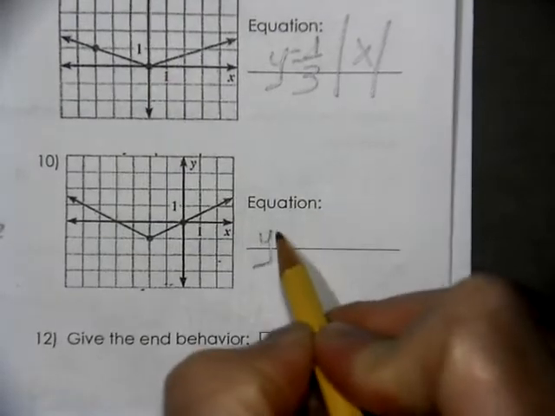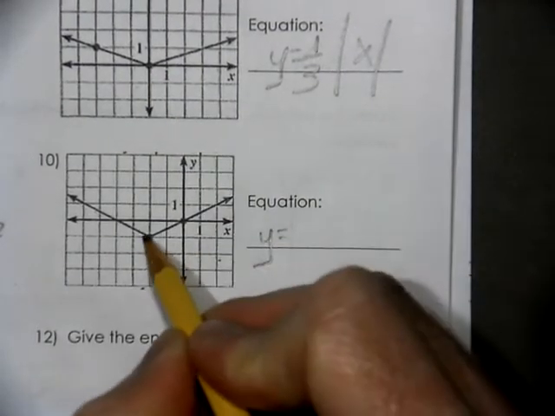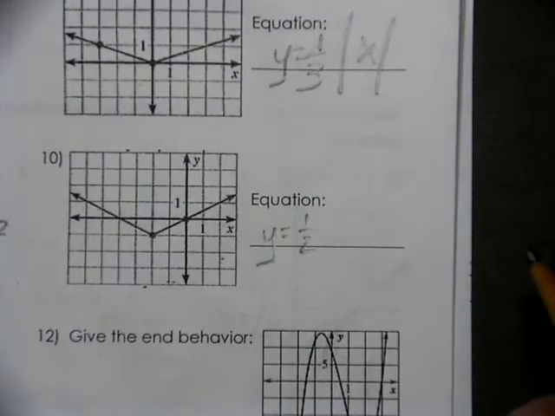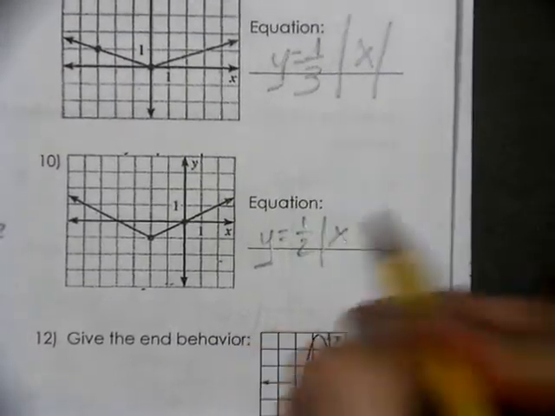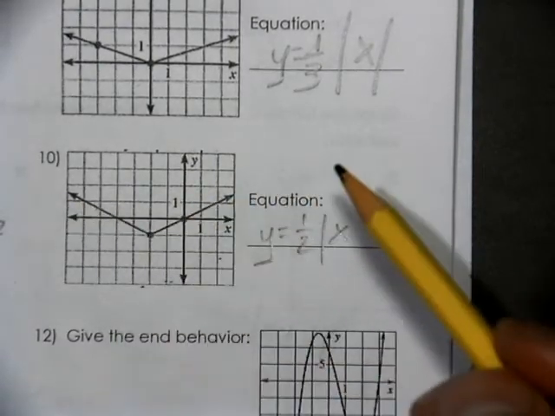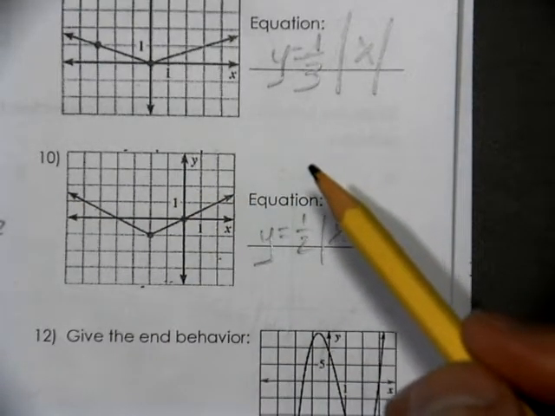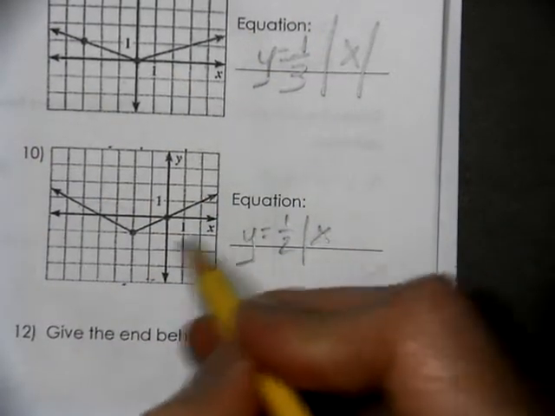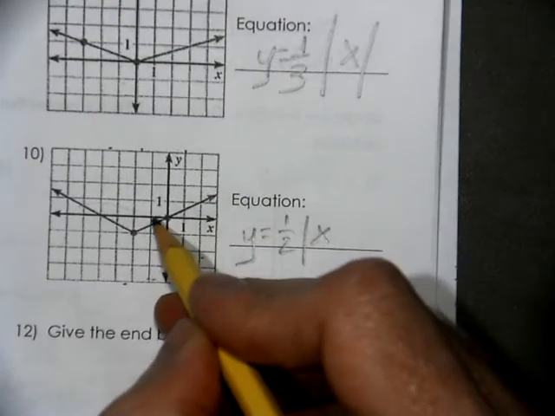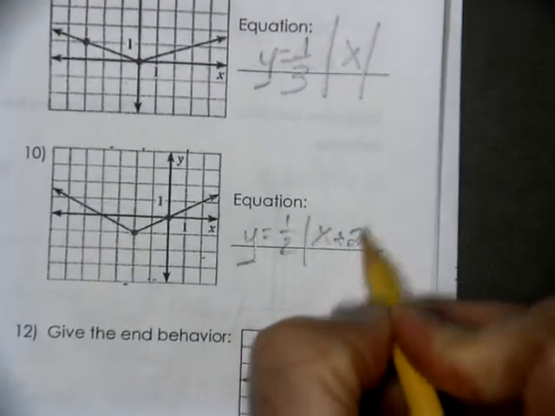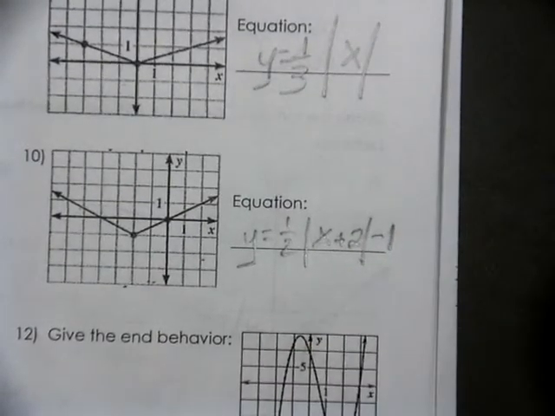Here it's opening upwards, so we know it's going to be positive. The slope is up 1 over 2, so you know it's a half. It's a V shape because it's a linear equation in both directions. It's been translated 2 units to the left, so it's +2, and 1 unit down, so it's -1.